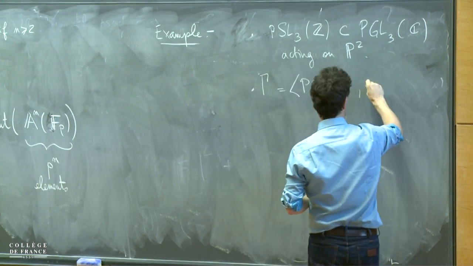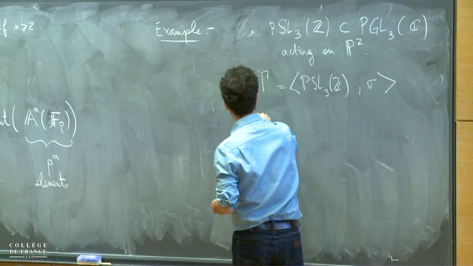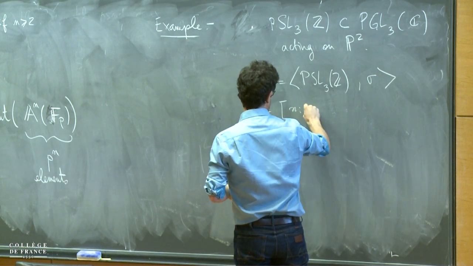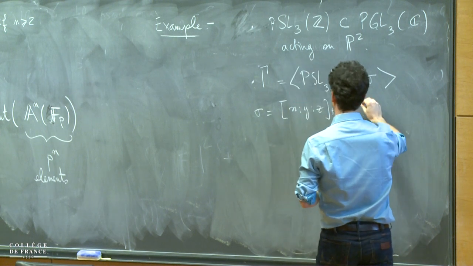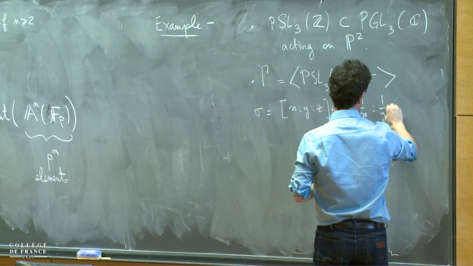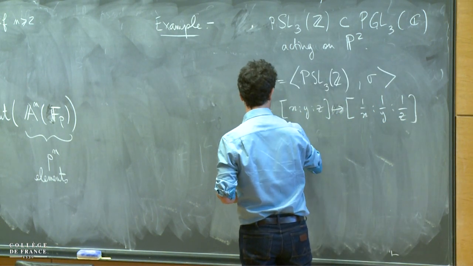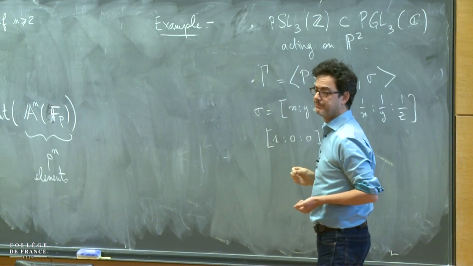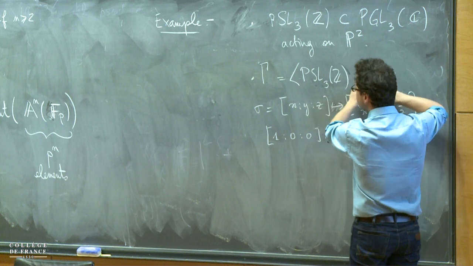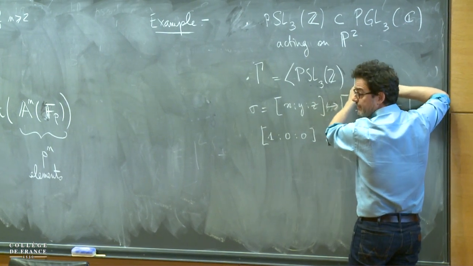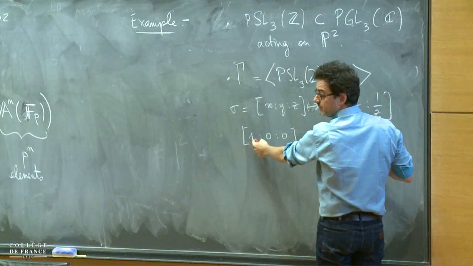And you add one extra element, and you look at the group which is generated by PSL3Z and sigma. Sigma is just the standard quadratic involution. So it's 1 over x, 1 over y, 1 over z. Okay, so it has indeterminacy points like this one. So when you look at the group generated by these two transformations, this one and this one, this group is finitely generated. There are indeterminacy points for elements in this group.